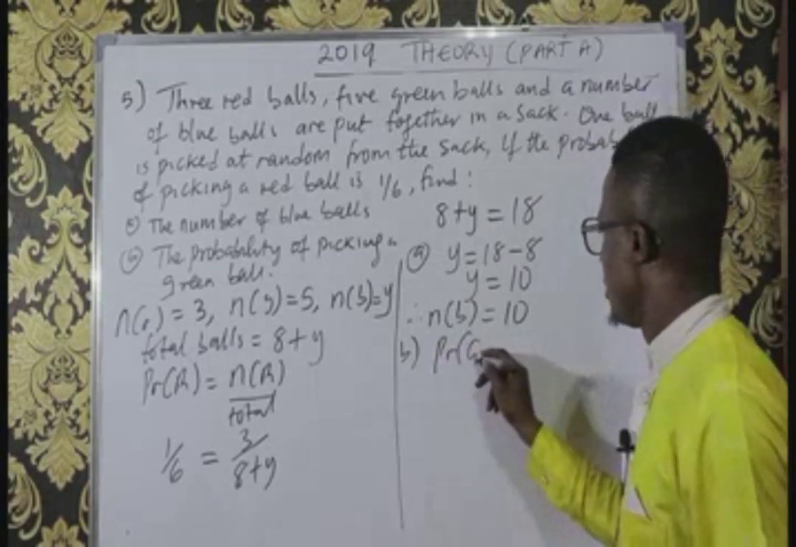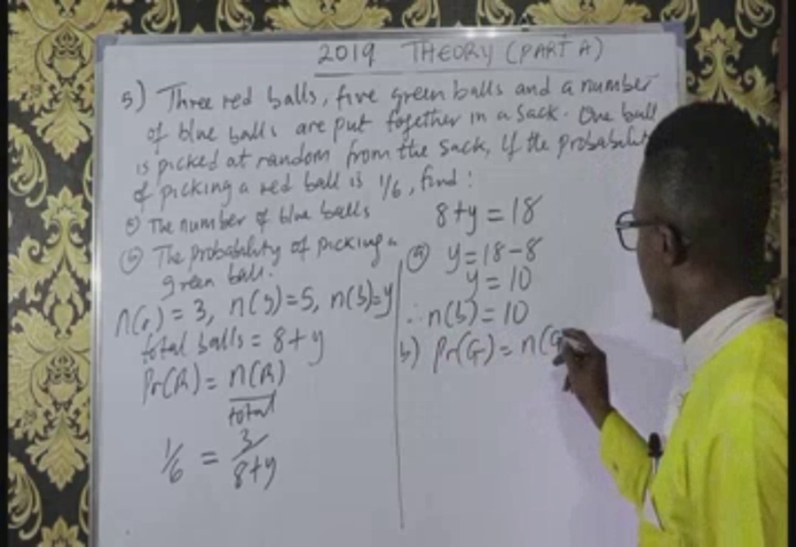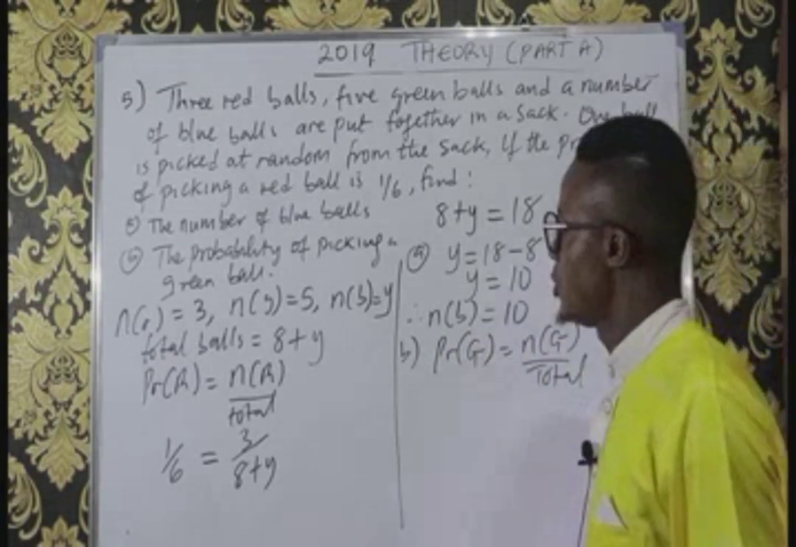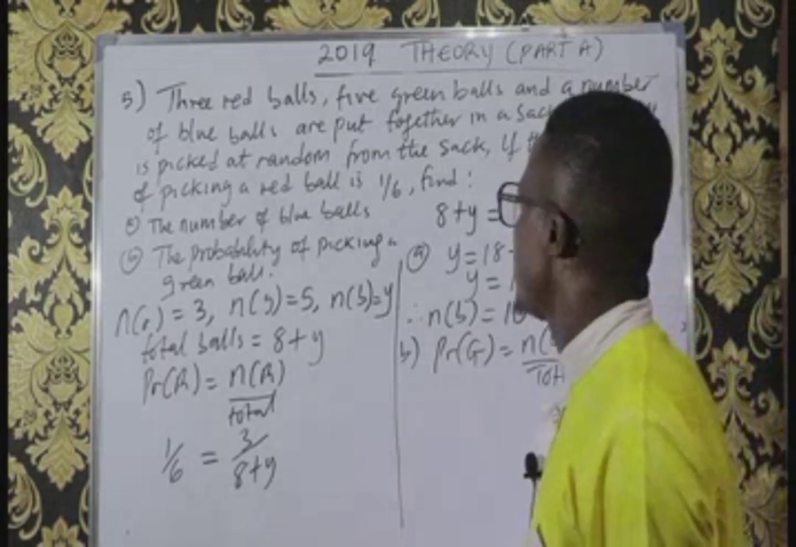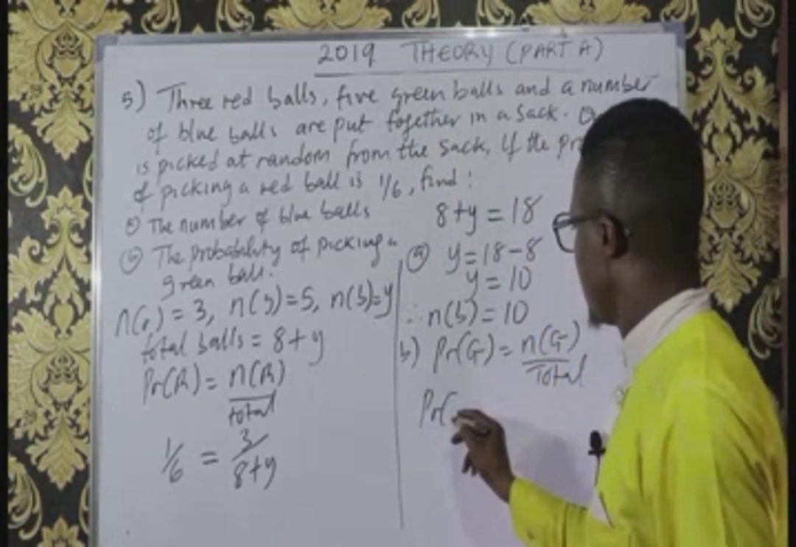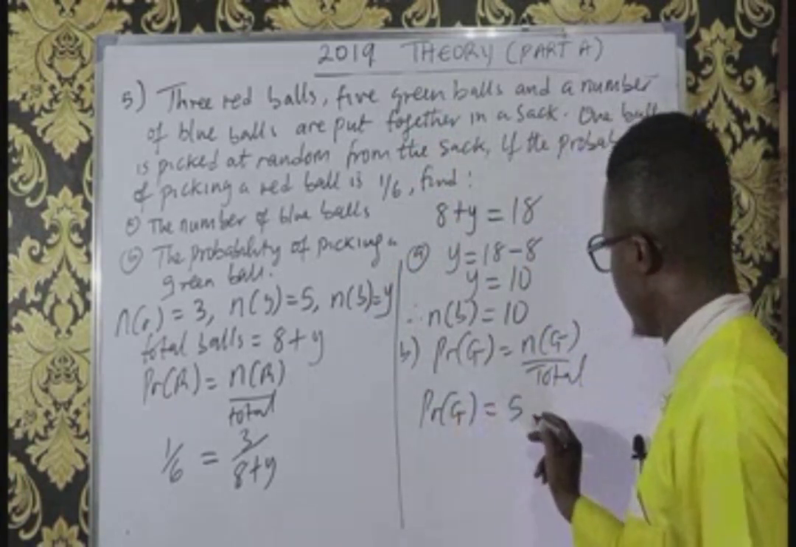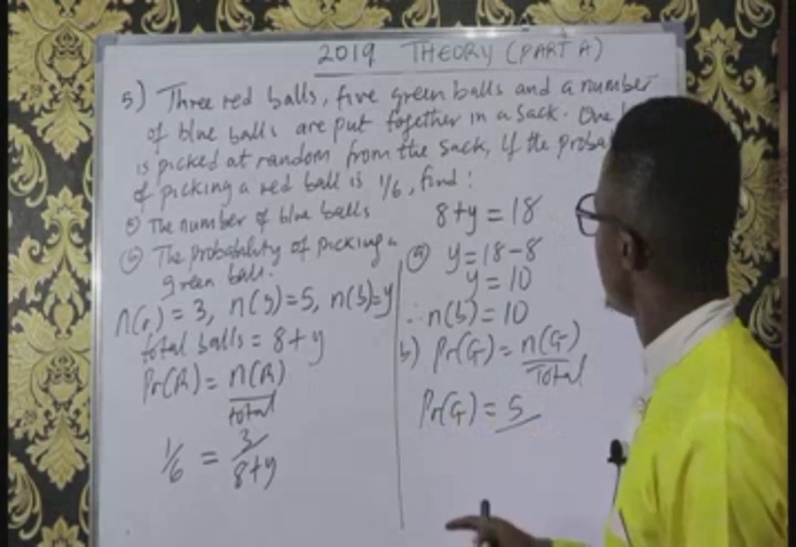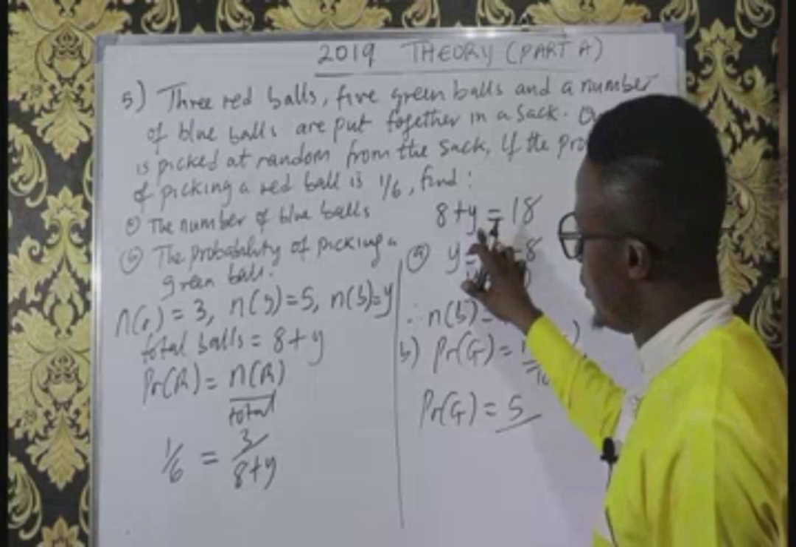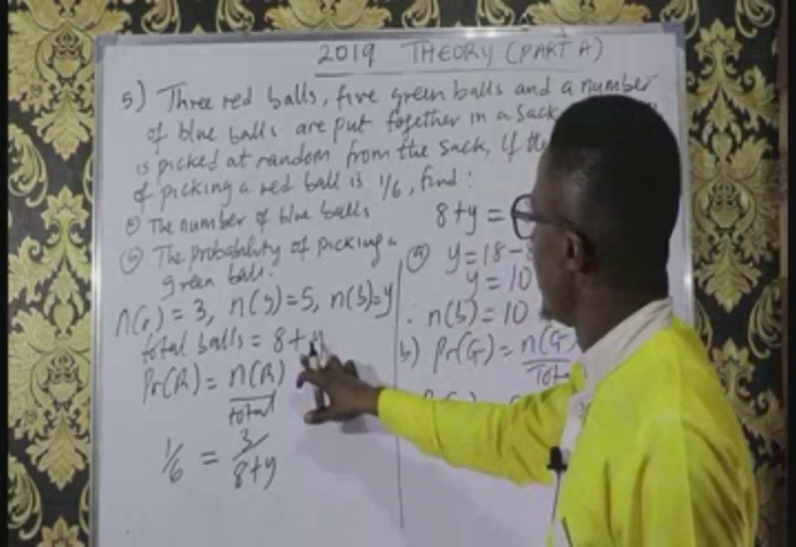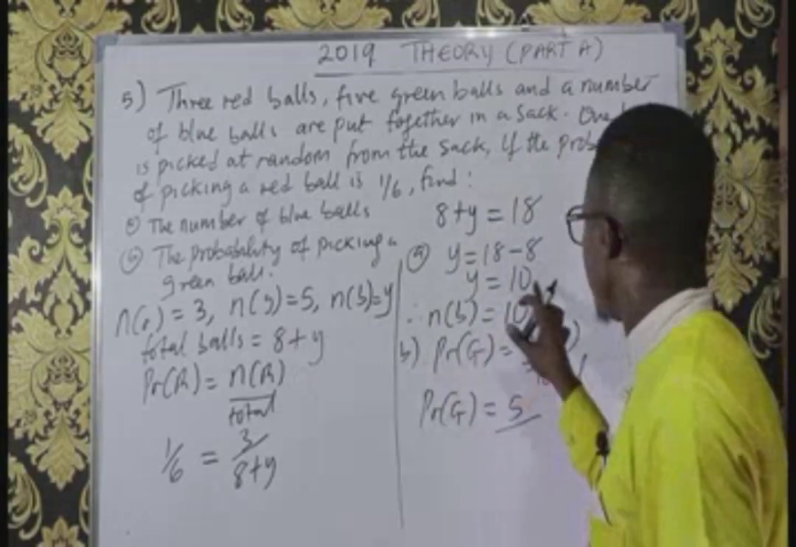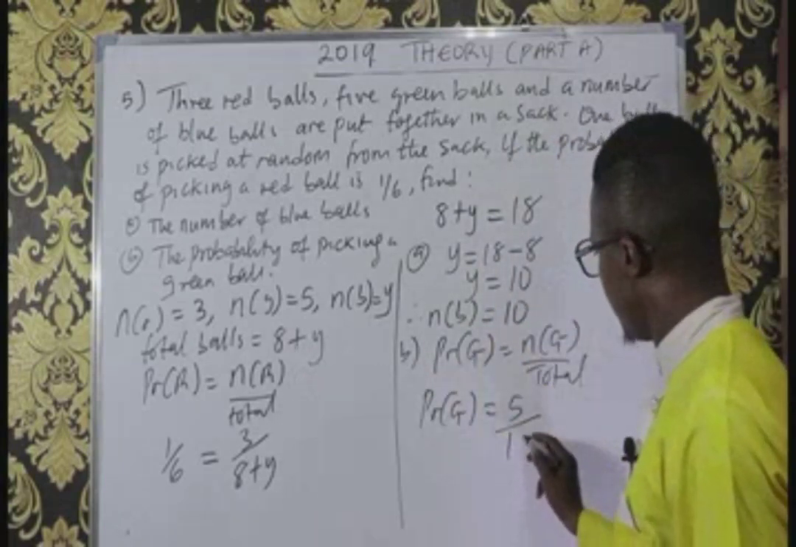probability of picking a green ball is equal to the number of green balls over the sample space or total. How many green balls do we have? You've seen that green balls are 5 in number, so the probability of green balls will now be 5 over the total number of balls, which is 8 plus y. And what is our y? Our y is 10 from here, so 8 plus 10 is 18. The total number of balls is now 18.